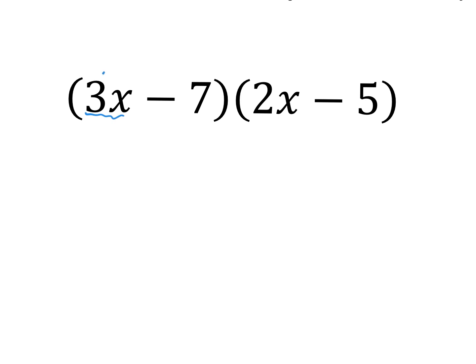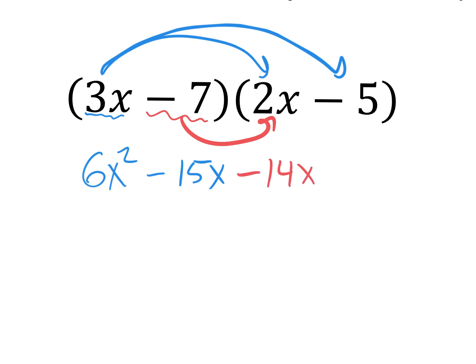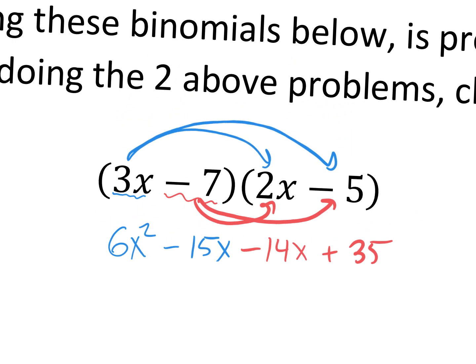The 3x times 2x, we said it was 6x squared. And then distribute the 3x to the other term. 3x to the minus 5, that'll be a minus 15 with an x. And then, we already distributed 3x, so now we need to distribute the minus 7. So let's distribute the minus 7 times 2x, that's a minus 14x, and distribute the minus 7 times minus 5, that's a plus 35. So it's kind of like doing the two problems from above.